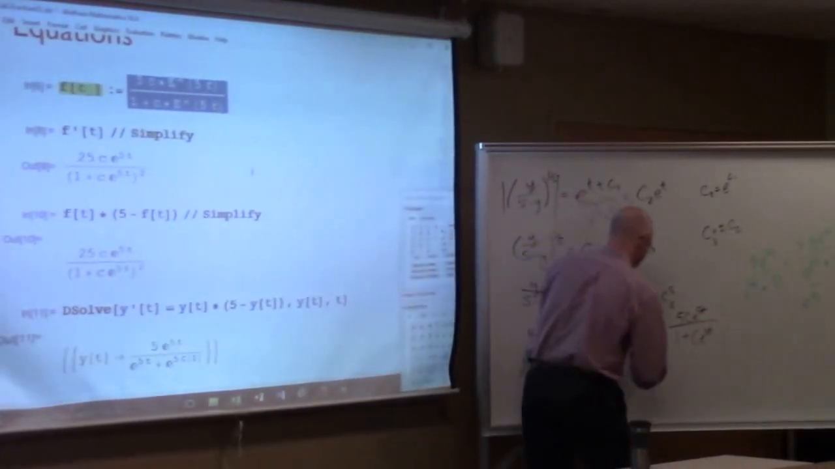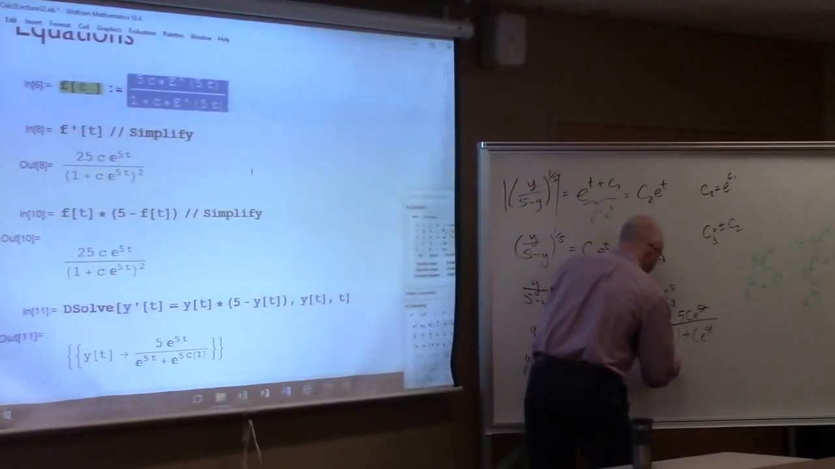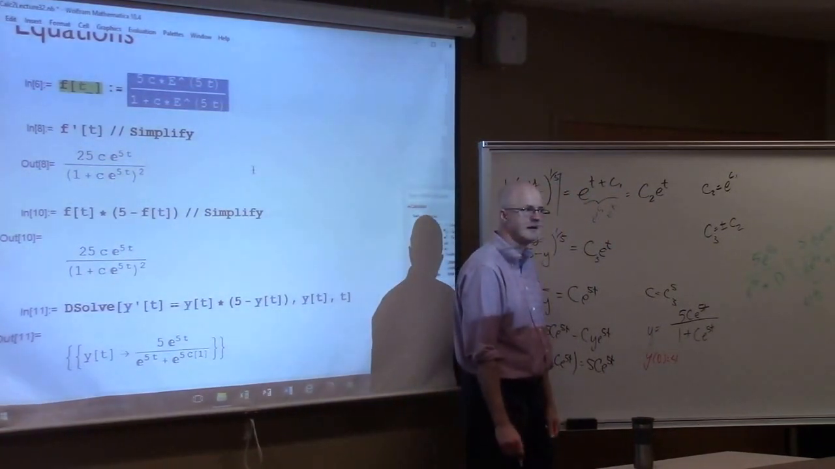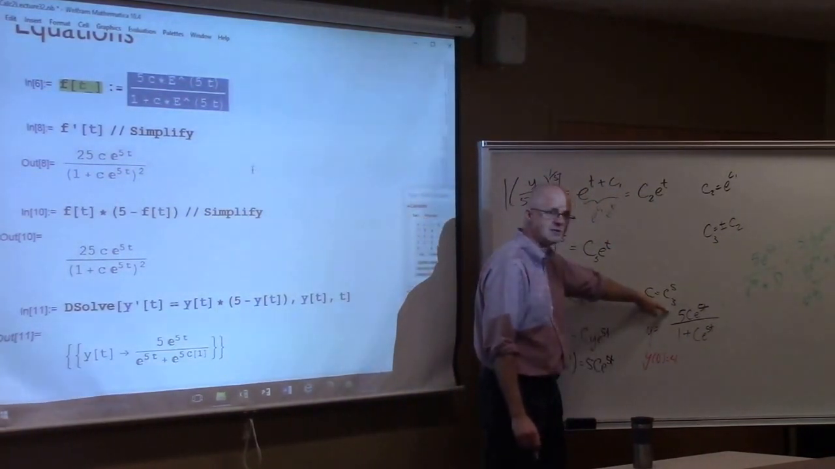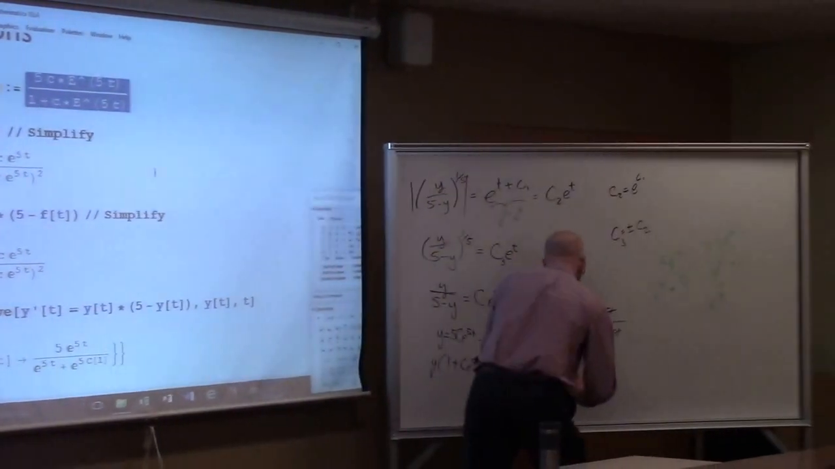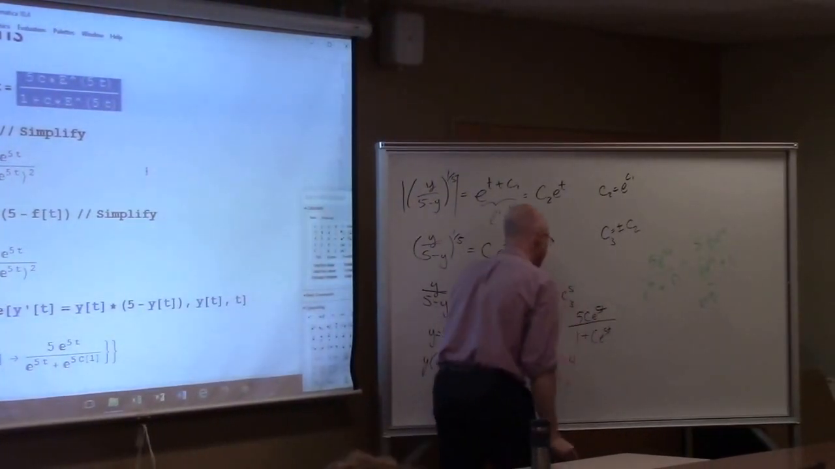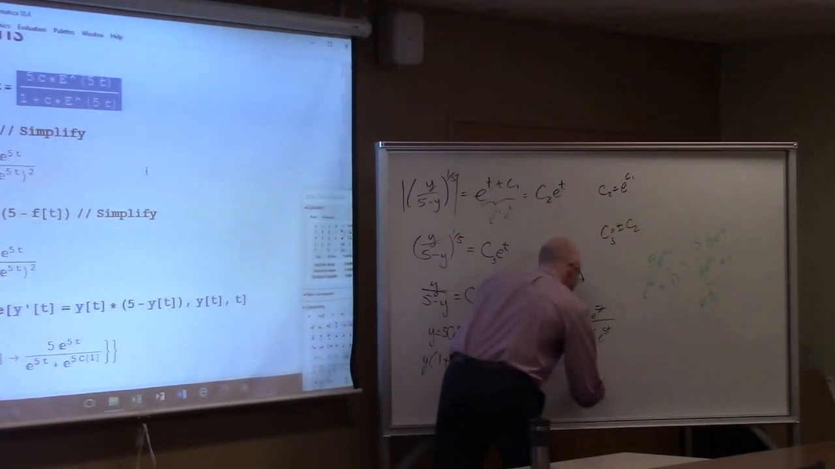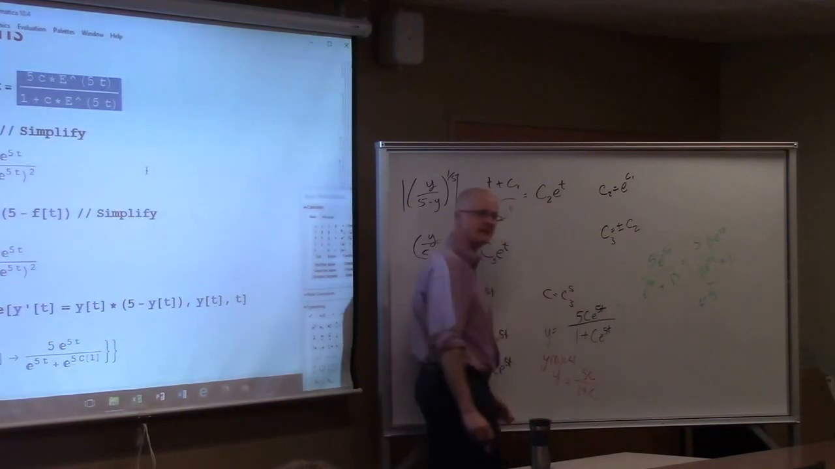Say y of 0 equals 4. Can I solve for c in my answer to make that happen? Yeah, I think I should be able to. Plug in y equals 4, replace t with 0. I get 5c over 1 plus c because e to the 0 is 1.